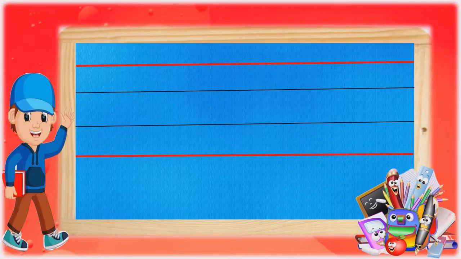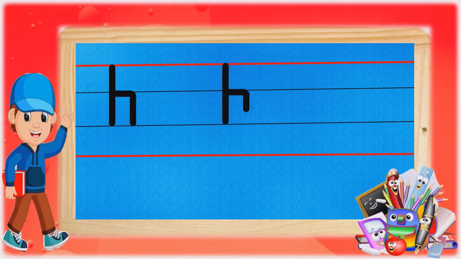Now we will write H, small h. Standing line with small curve makes H, small h. Again we write standing line with small curve makes H, small h.